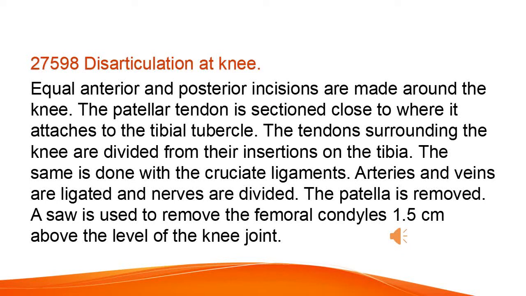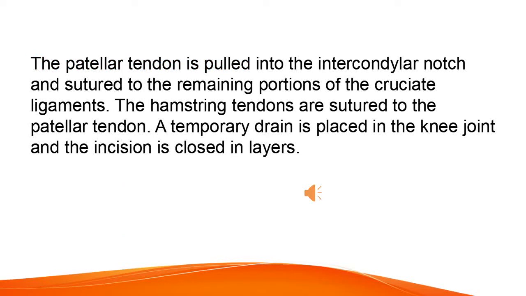The patella is removed. A saw is used to remove the femoral condyles 1.5 cm above the level of the knee joint. The patellar tendon is pulled into the intercondylar notch and sutured to the remaining portions of the cruciate ligaments. The hamstring tendons are sutured to the patellar tendon. A temporary drain is placed in the knee joint and the incision is closed in layers.